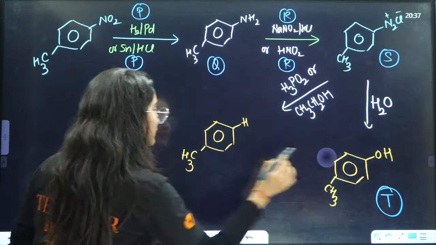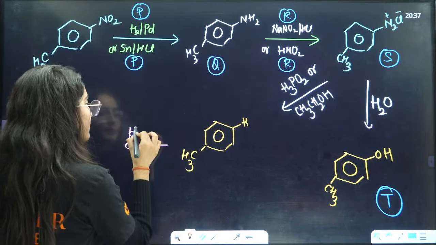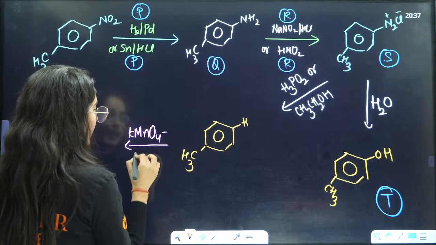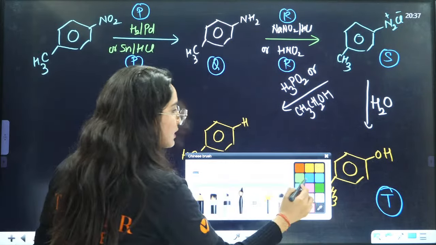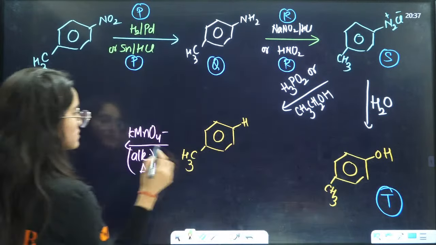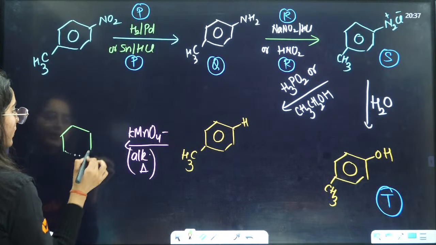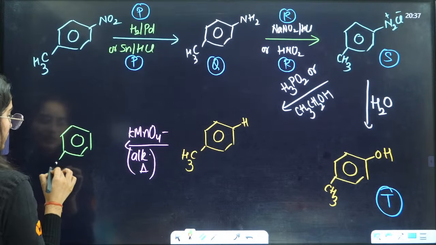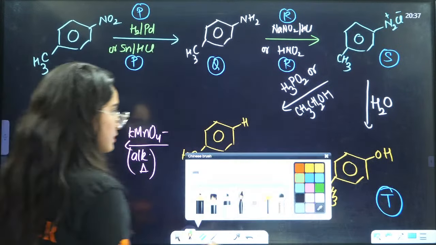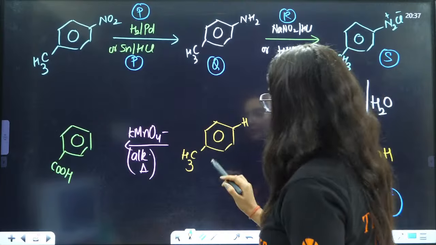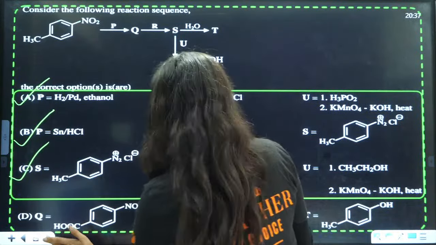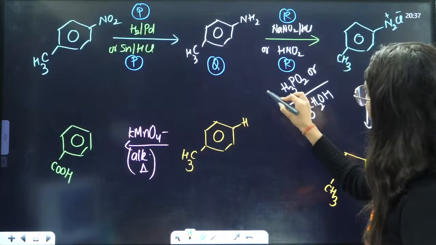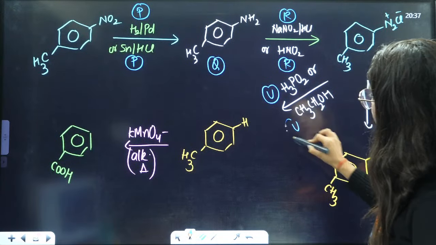Now, after this, they are saying add KMnO4 in alkaline and heat it. That means you are converting this CH3 into benzoic acid. Now, this is U. U can be this thing or U can be this thing.